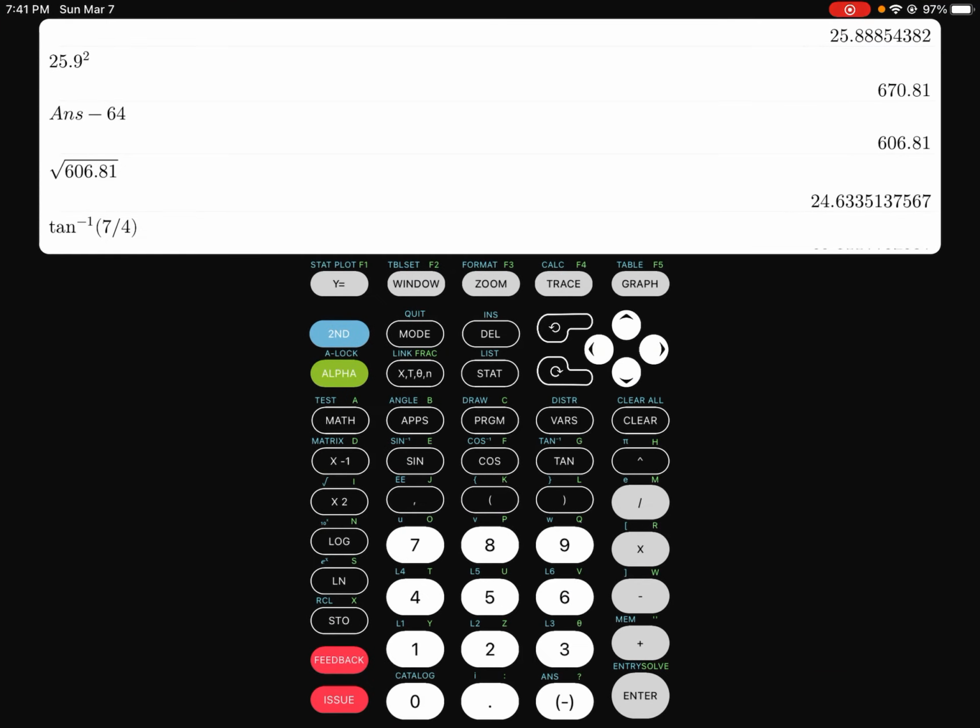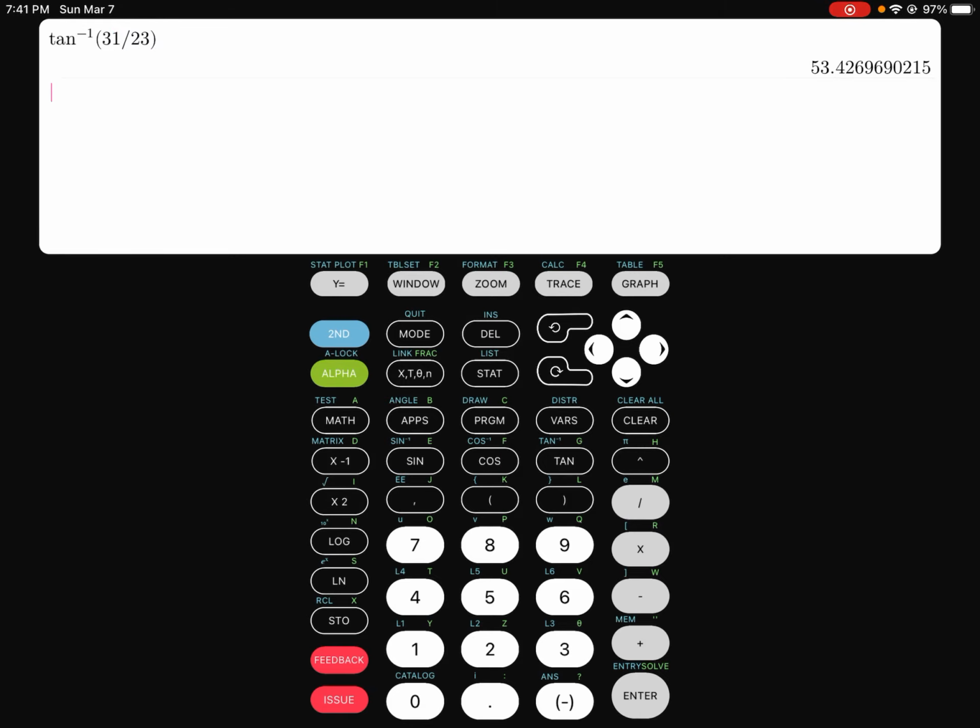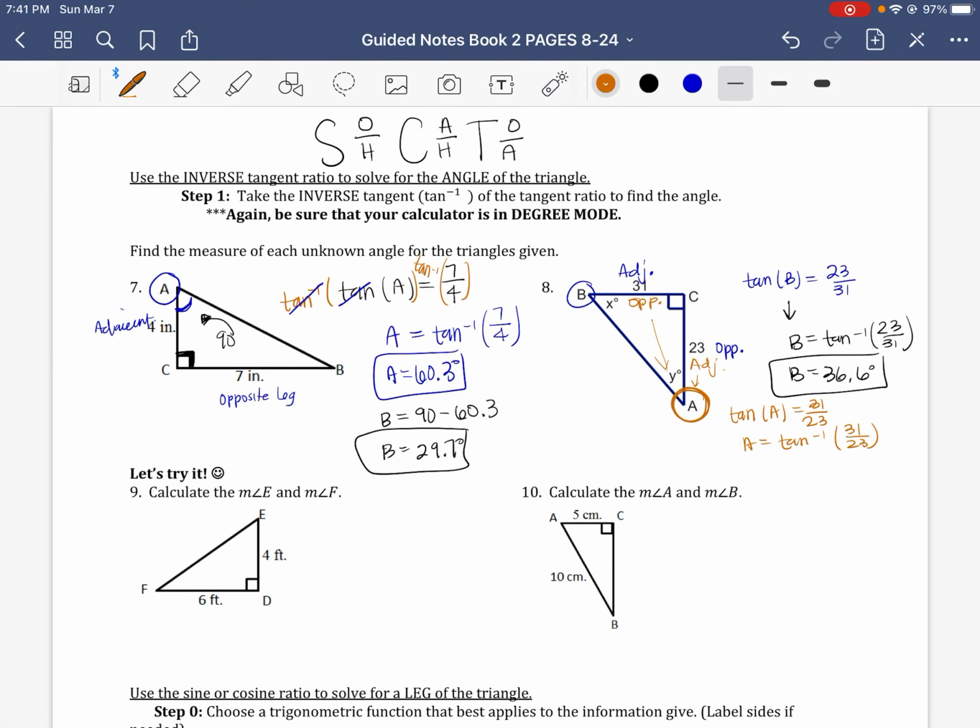So if I come here, when I do my inverse tangent, I don't know why it keeps going back to that screen. Inverse tangent of 31 over 23, and that gives me 53.4 degrees. And again, one way to kind of check my answers, I just make sure if I were to add the two angles that I found together, they have to add to 90 degrees. They're complementary angles. So 36.6, 53.4, that would give me the 90 degrees that I'm looking for.